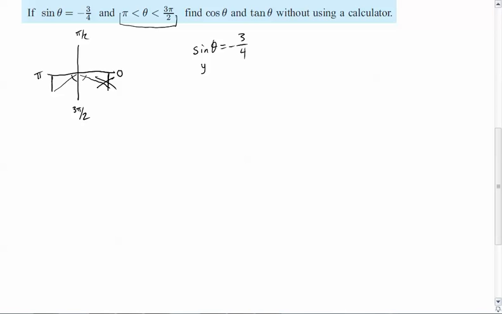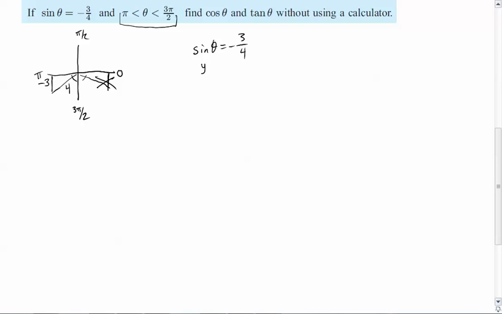And then opposite would be 3, and the hypotenuse would be 4. The hypotenuse will always have a positive length. We won't ever have a negative there. Even though the tangent can be positive or negative, the actual length of the hypotenuse will always be positive. Now that makes this part negative, which is why we have the negative 3 over 4. And so now I can go ahead and use the Pythagorean theorem to find my x.